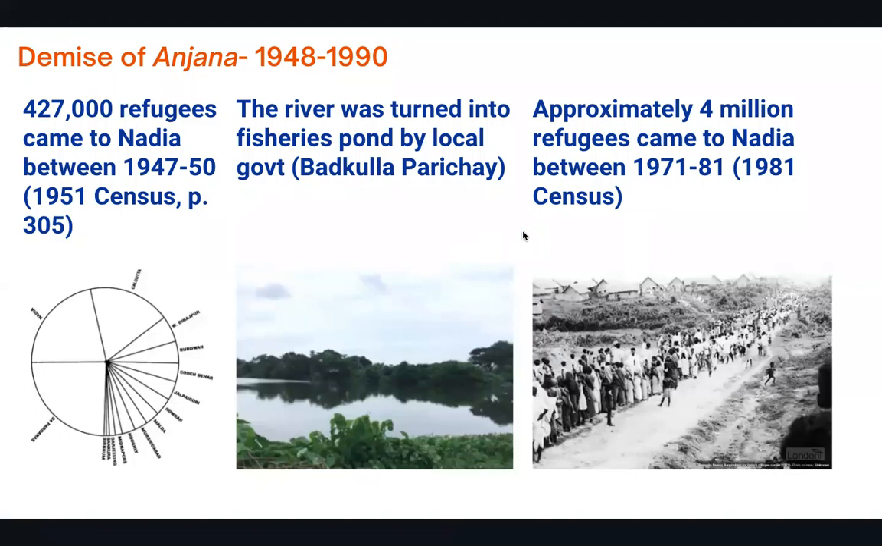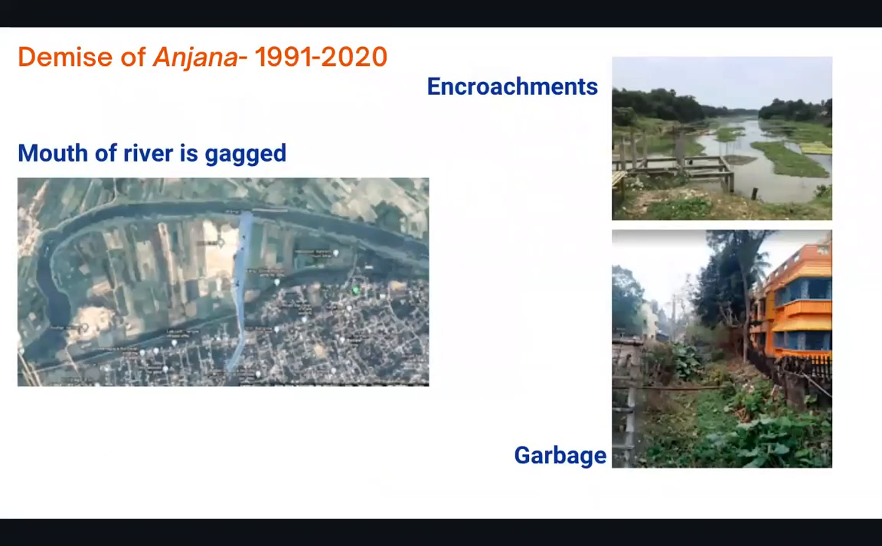And then again, from 1971 to 1981, almost 4 million refugees from Bangladesh came to Nadia, and they contributed to the permanent change of land use in that area.